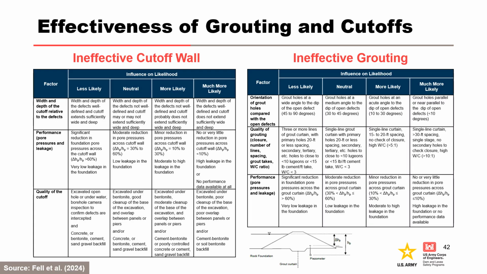These tables can be used to help assess the likelihood of grouting or cutoff walls not being effective. The factors for grouting address orientation of the grout holes compared to the open defects, quality of the grouting, and performance in relation to pore pressures and leakage. The factors for cutoff walls include width and depth of the cutoff relative to the defects, performance in relation to pore pressure and leakage, and quality of the cutoff. These tables can be used as a starting point, but the team must develop project-specific more likely and less likely factors to guide subjective probability estimation.